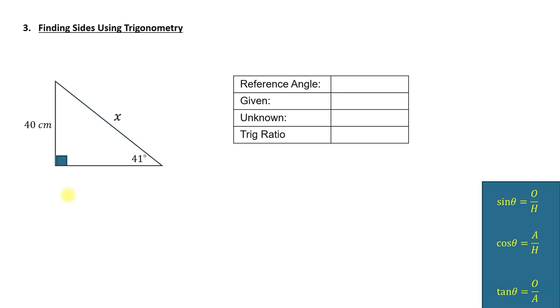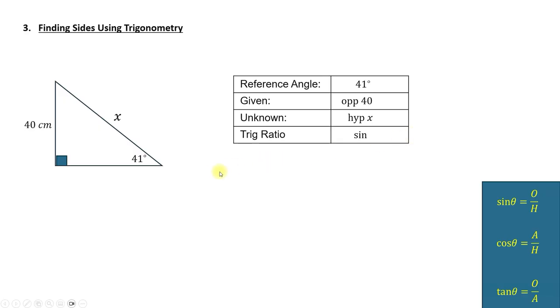Finding sides using trigonometry. So let's fill in this chart. Let's figure out what our reference angles are, what we're given, and then decide which trig ratio we're going to use. So our reference angle is 41 degrees. We're given, relative to the reference angle, the opposite, 40 centimeters, and our unknown is the hypotenuse, which we'll call x. So the trig ratio that deals with opposite and hypotenuse is the sine. So we'll use the sine trig ratio to calculate this.